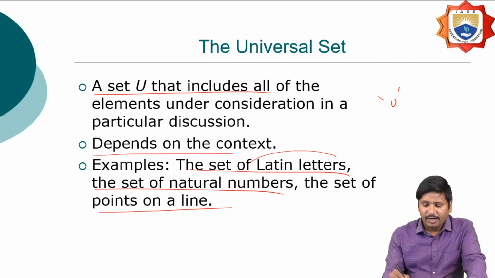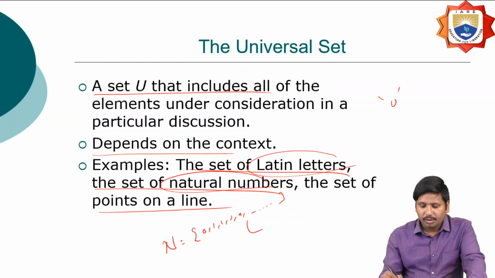So take the set of Latin letters and the set of natural numbers. Suppose I take natural numbers: 0, 1, 2, 3, and so on. This is what I call a universal set. The set of points on a line should also be treated as a universal set. So the set U includes all elements under consideration in a particular discussion. It depends on the context: the set of Latin letters, the set of natural numbers, and the set of points on a line.